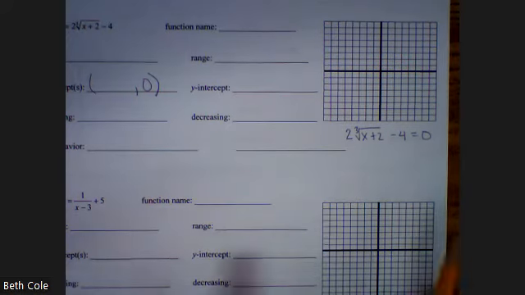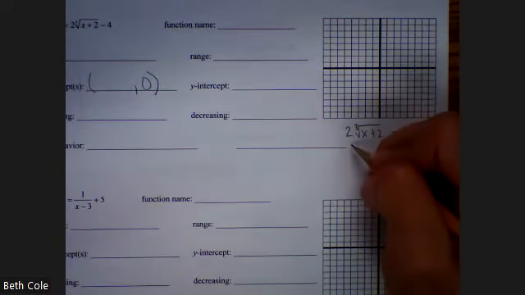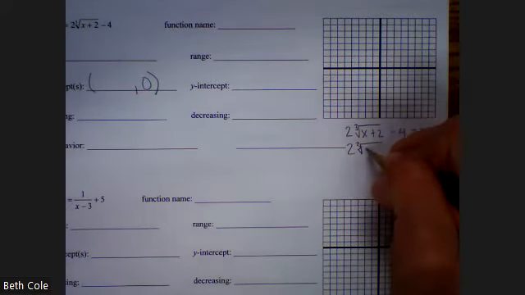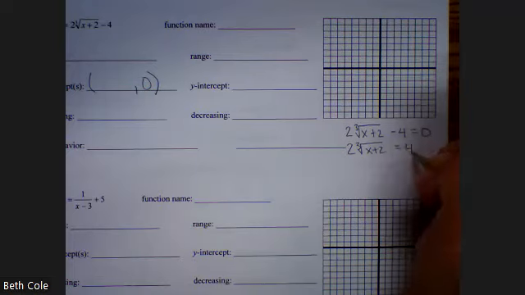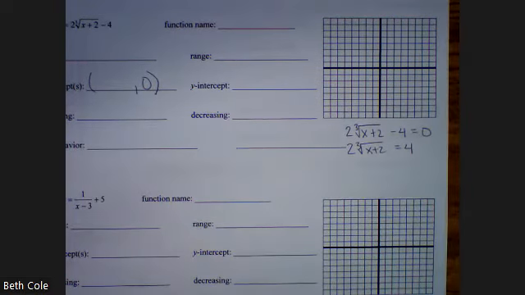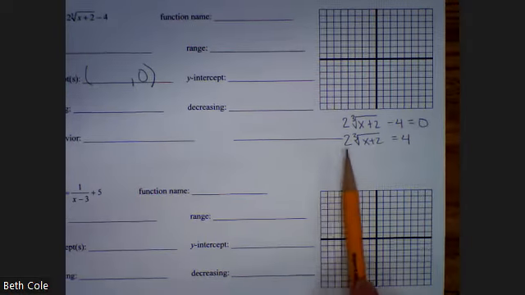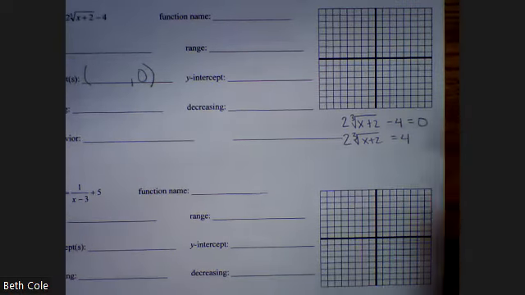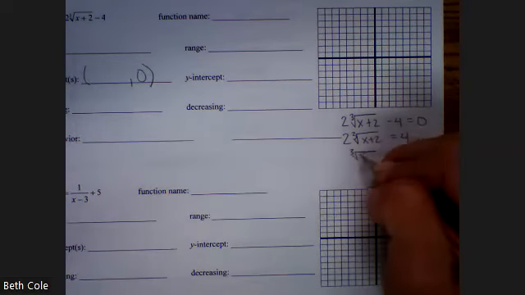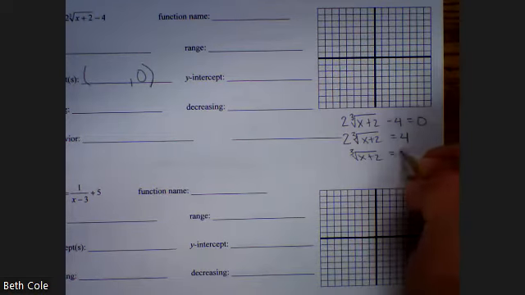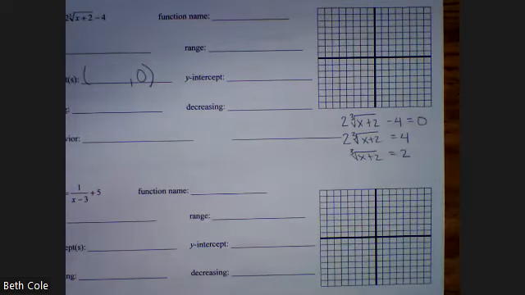So what would you do to both sides? Add 4. And then what? You've got a 2 out front. How do you get rid of that? Divide by 2. So 4 divided by 2 is 2.